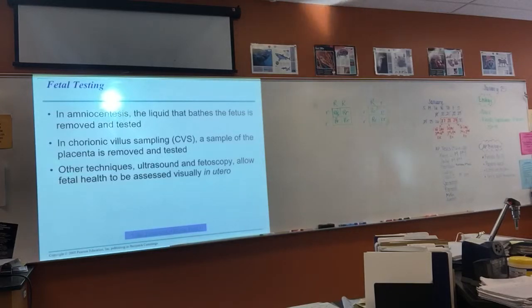And chorionic villus sampling, or CVS, a sample of the placenta is removed and tested. And then there's also ultrasound that actually tests the baby while it's in the uterus. So it's assessed visually. So amniocentesis, let's talk about this.